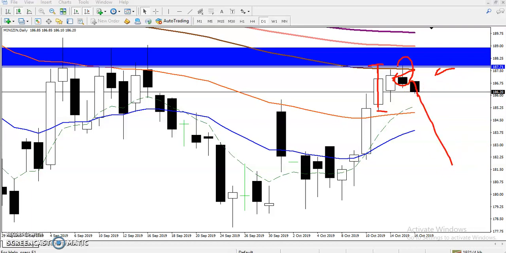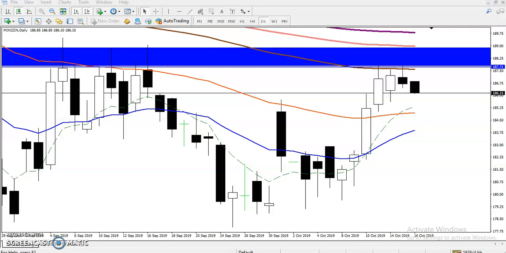Now once you confirm how the market is running, you are never going to take a buy. Who is going to buy right now? Nobody, right? Okay, everybody is looking for a sell right now. So that is why analysis is the most important.